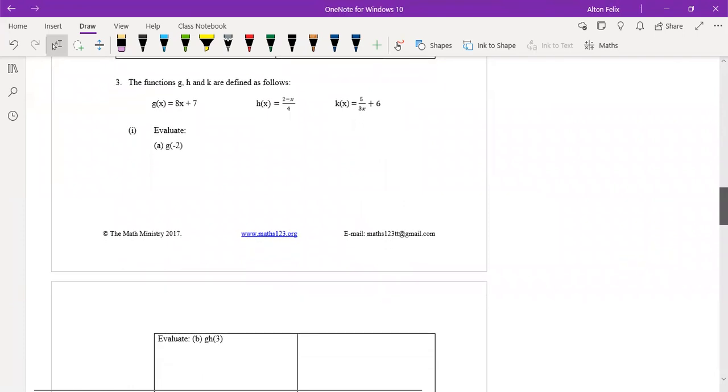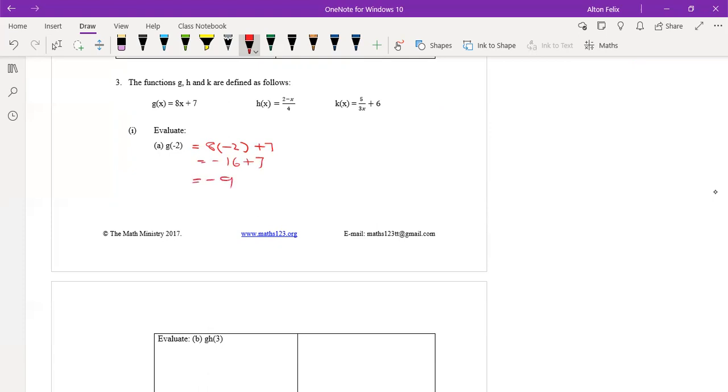Right, so you're given three functions, g, h, and k. Question number 3, g, h, and k. The first part of the problem says work out g of minus 2. So where we see x in that function, we're going to replace it by minus 2. And this will be 8 by minus 2 plus 7. This is minus 16 plus 7, giving us minus 9. So that's our g of minus 2 here, minus 9.